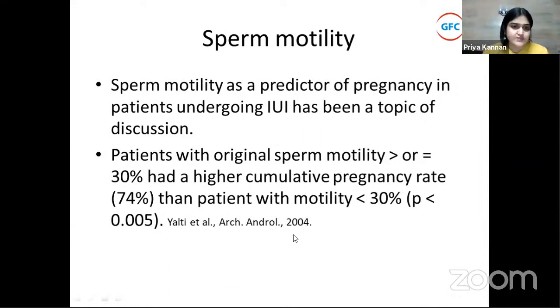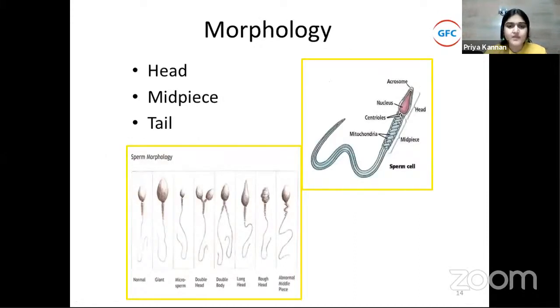But ever since 2004, we have seen publications which said that patients with original sperm motility of at least 30% had a cumulative pregnancy rate higher than patients who had less than 30% motility in the sample. Coming to morphology, this is another important aspect of a complete semen analysis. A complete semen analysis will look at the count, the motility, and the number of normal sperms that we see, which is the morphology.